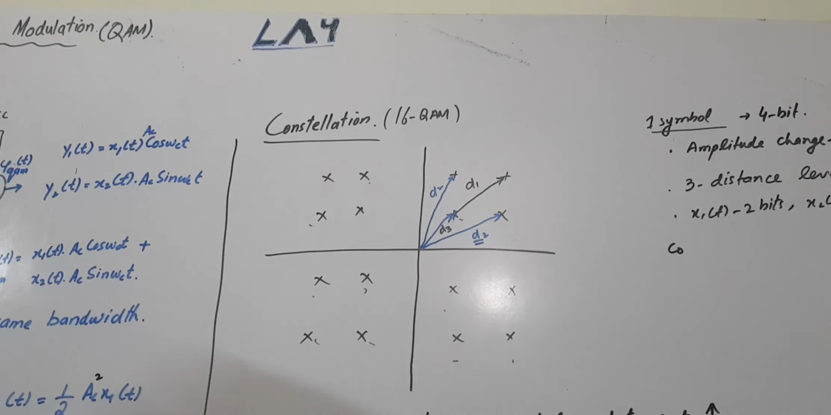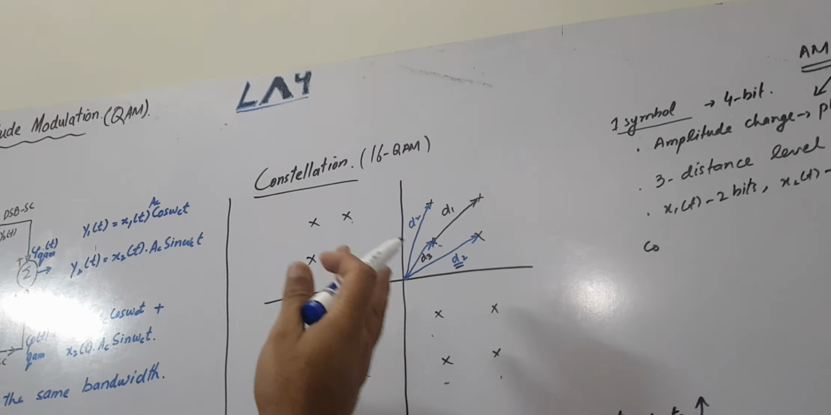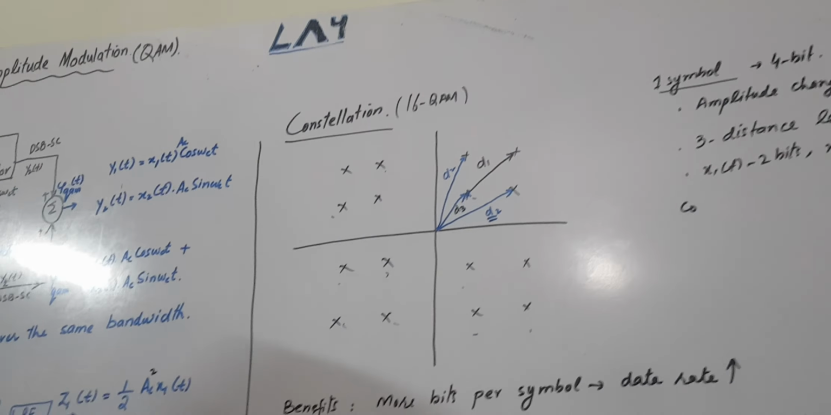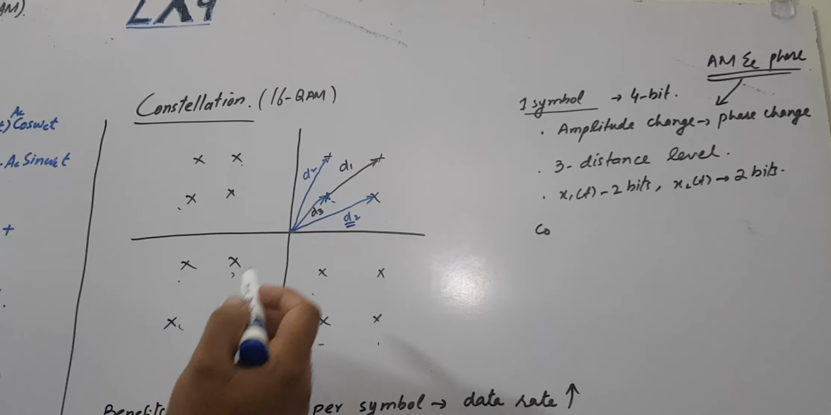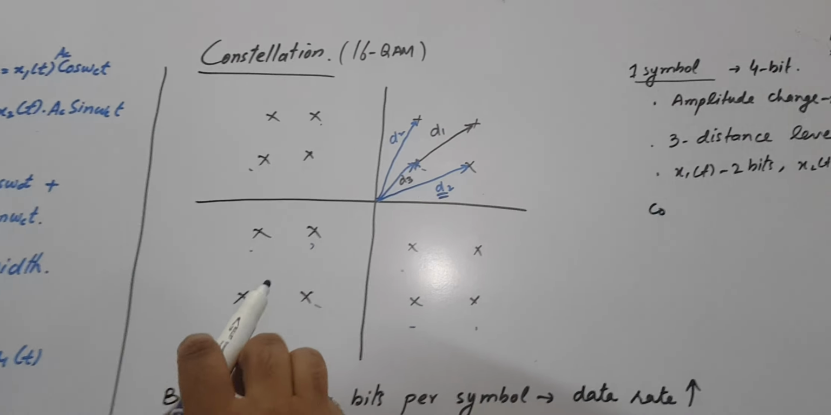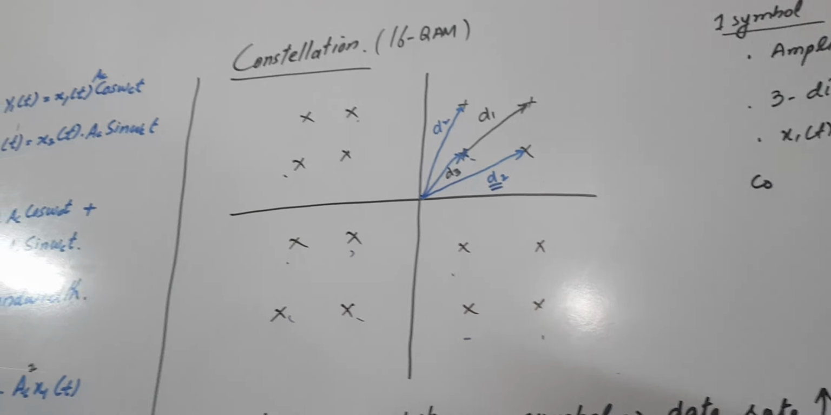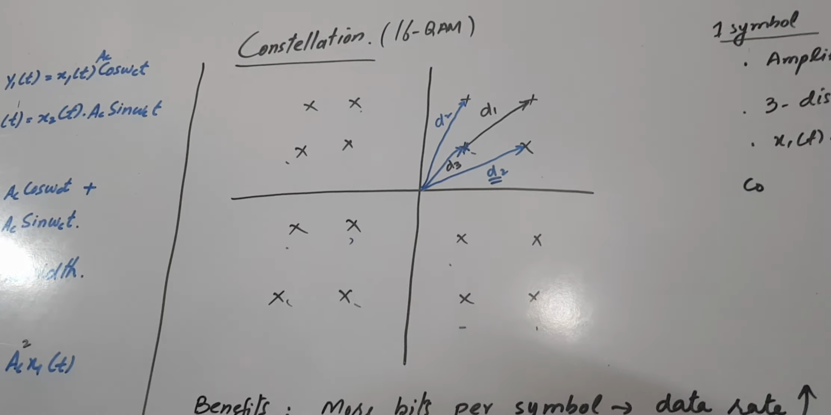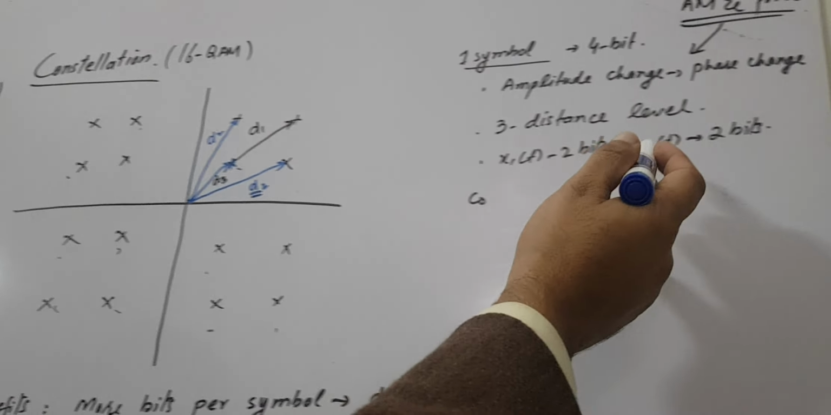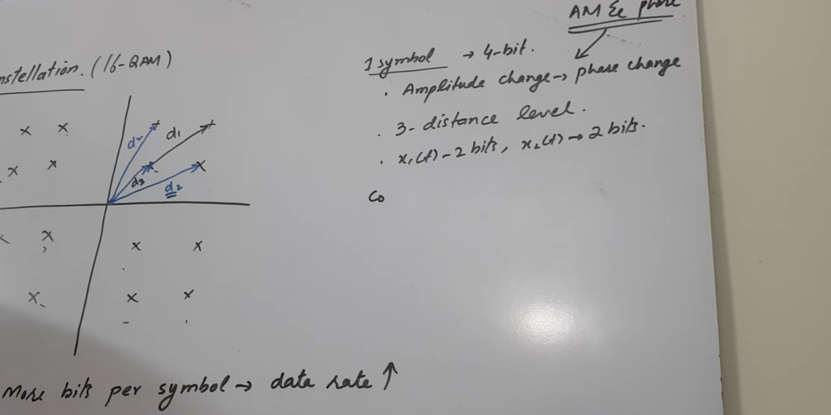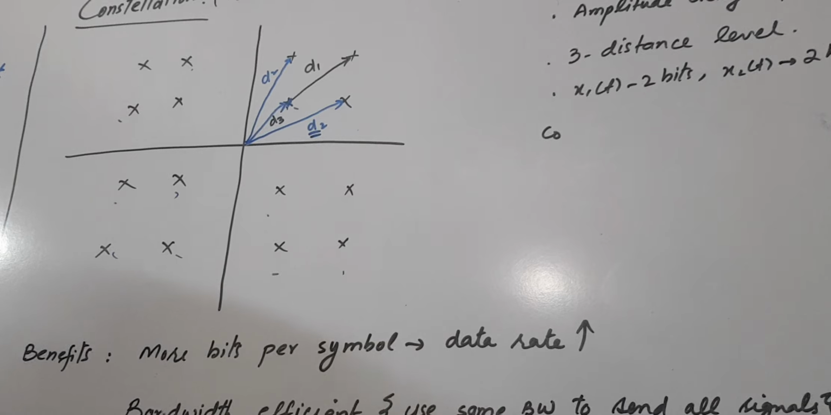What does that mean? When you change the amplitude, the phase is also changed. That is why you can say that 16 QAM is the combination of amplitude modulation and phase modulation. From this constellation you can say that you have 3 distance levels, d1, d2 and d3. You are transmitting 2 bits in one symbol, x1 is 2 bits, x2 is 2 bits, and overall you are transmitting 4 bits in one symbol if you are using 16 QAM.